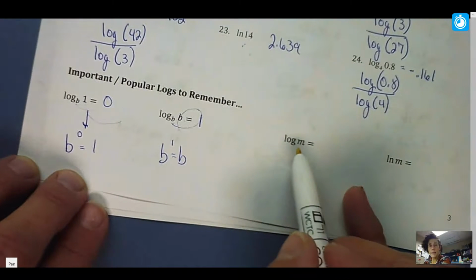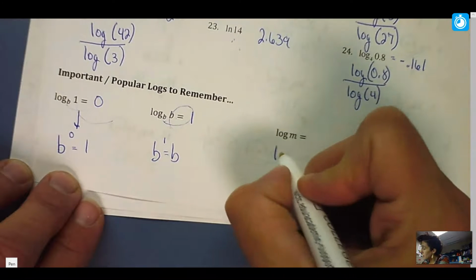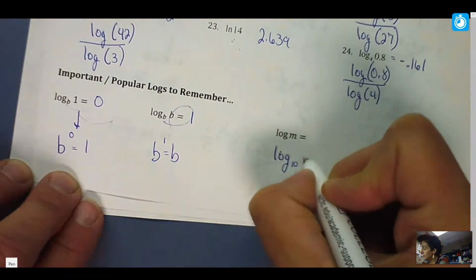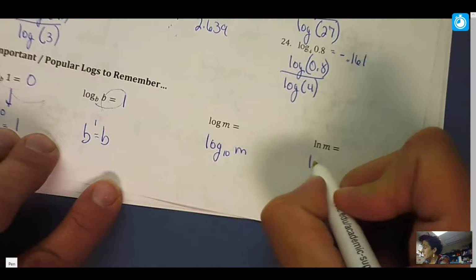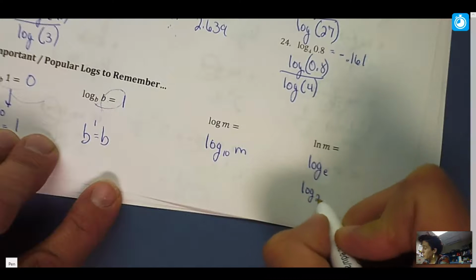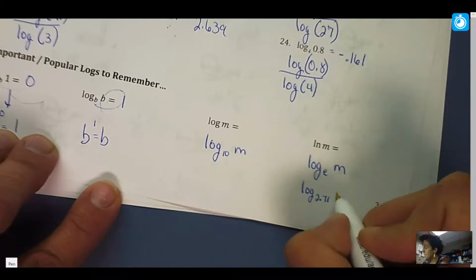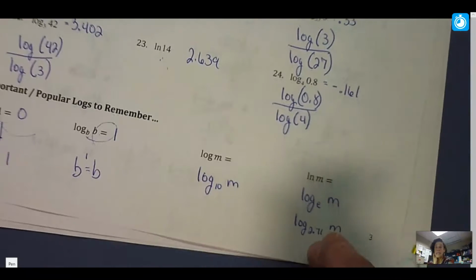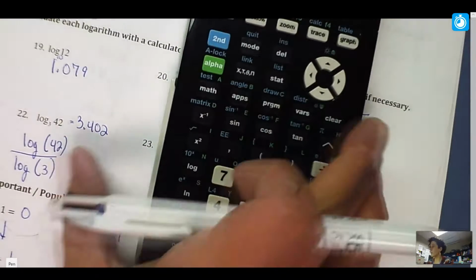Here, again, important logs: this is log with a little base of 10. It's just understood. And ln is actually a log with that e number, that about 2.71 number. Okay? So ln is a base. It's this e that we worked with in our last chapter. So just some things to think about as you do this.